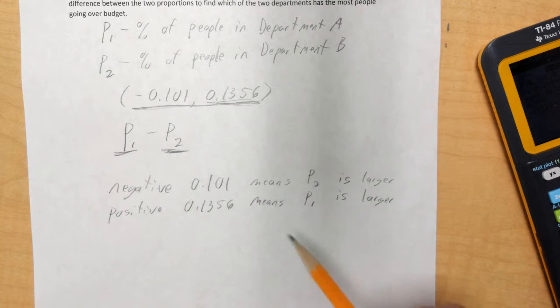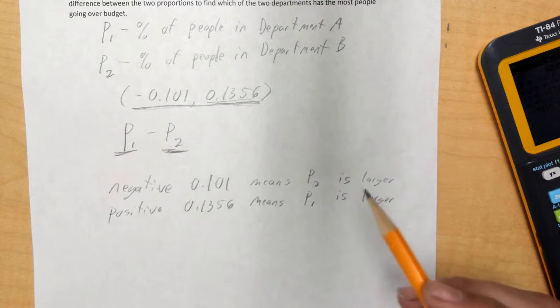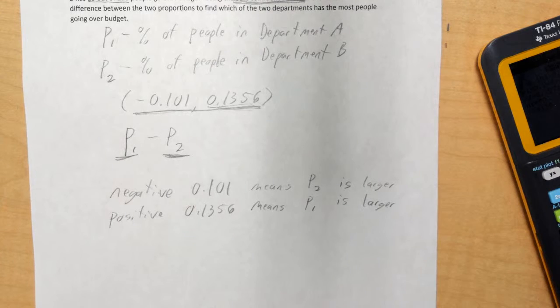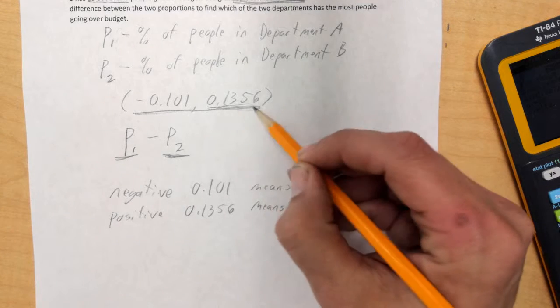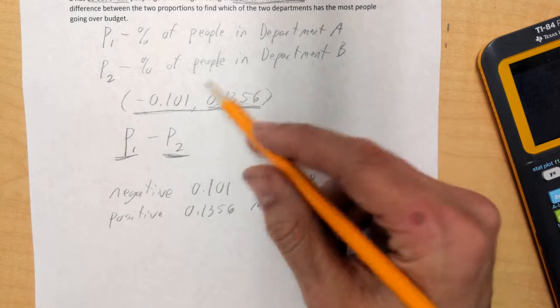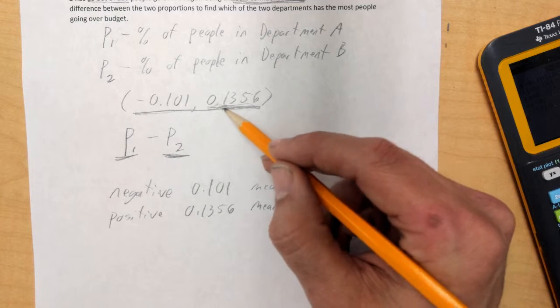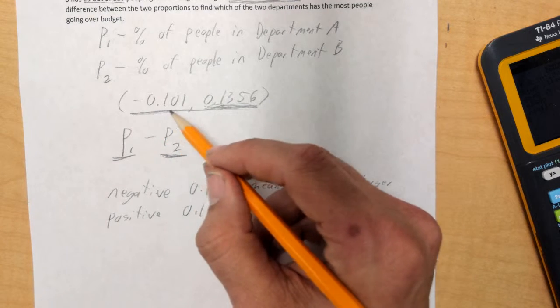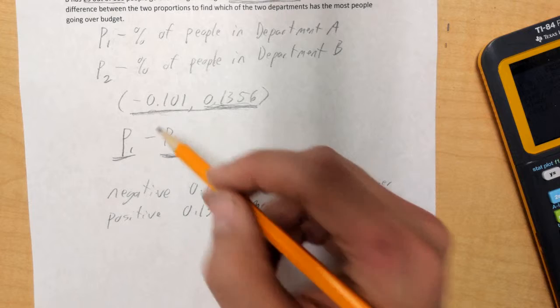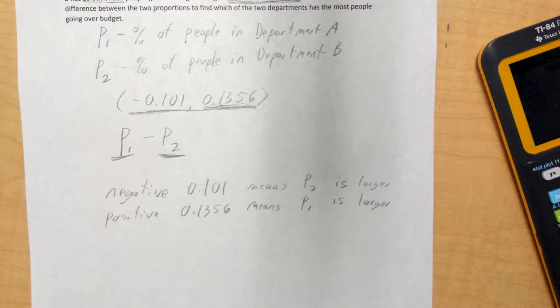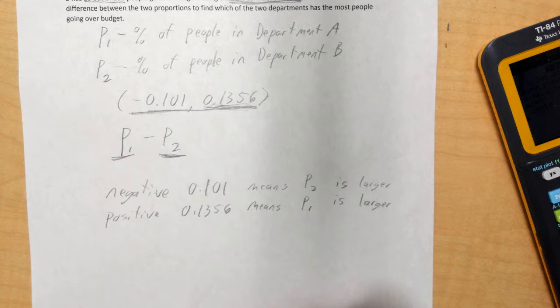So there is not convincing evidence here that we can say any one department is going over budget. There's some suggestion that Department B might be going over budget more, because their numbers are at 13%, whereas Department A is only at 10%. But again, we still have quite a range of values. So we don't have any evidence that one of these two departments has the most percentage of people going over budget.